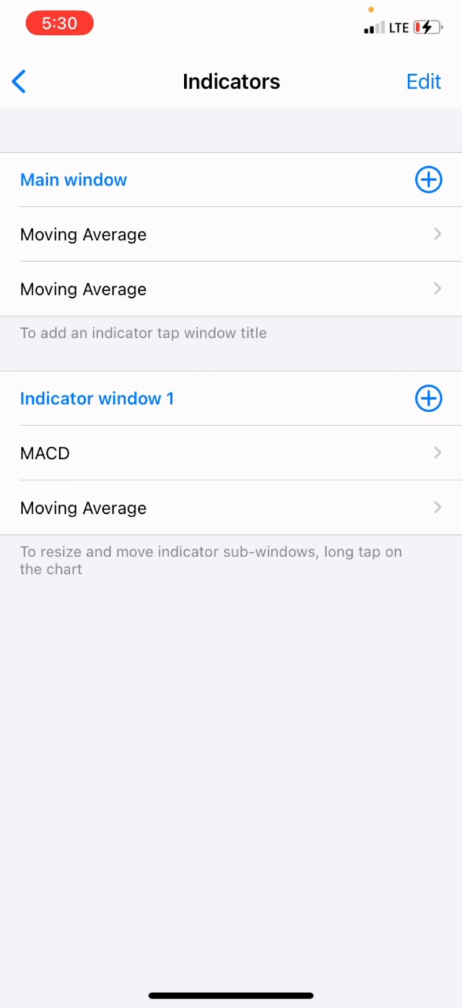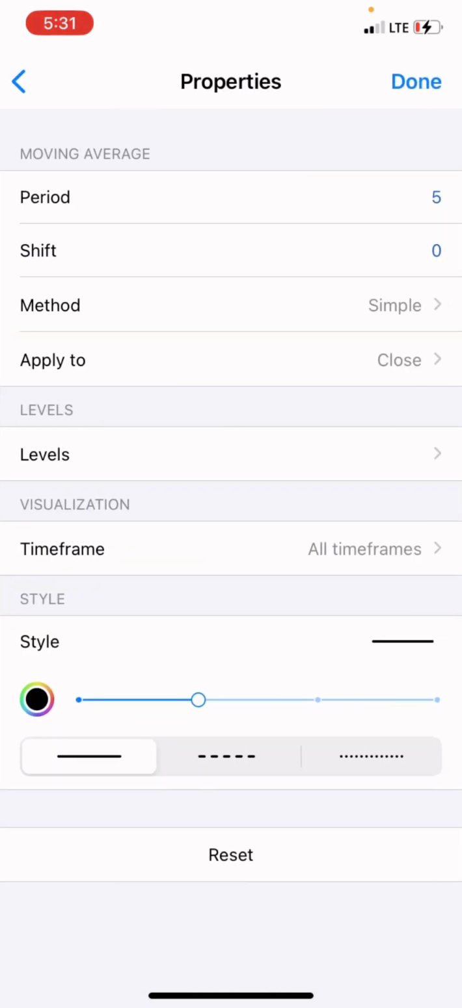It's insane, guys. So let's quickly add two moving averages on our main chart, one MACD and one moving average in the indicator window. Quickly, moving average on our main chart. The first one should be period of 5, shift 0, method simple, apply to close. Levels are not needed, so you just skip. Visualization, leave it at all time frames.